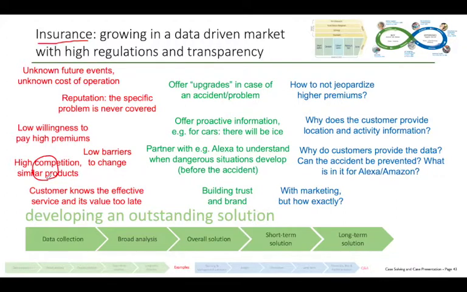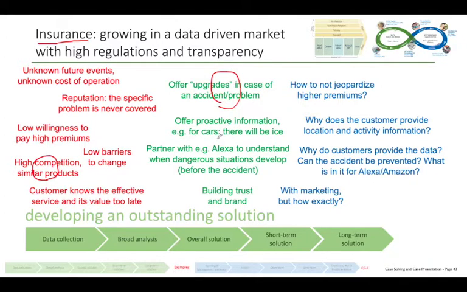So the solutions might be something like offering upgrades in case of an accident or a problem. So the customer must not decide beforehand; when he actually needs the coverage, he can still upgrade. Of course, here the problem is it jeopardizes higher premiums up front. So a short-term solution might be arguing how we can have both models at the same time: at one time, selling higher premiums from the beginning, as well as offering upgrades.